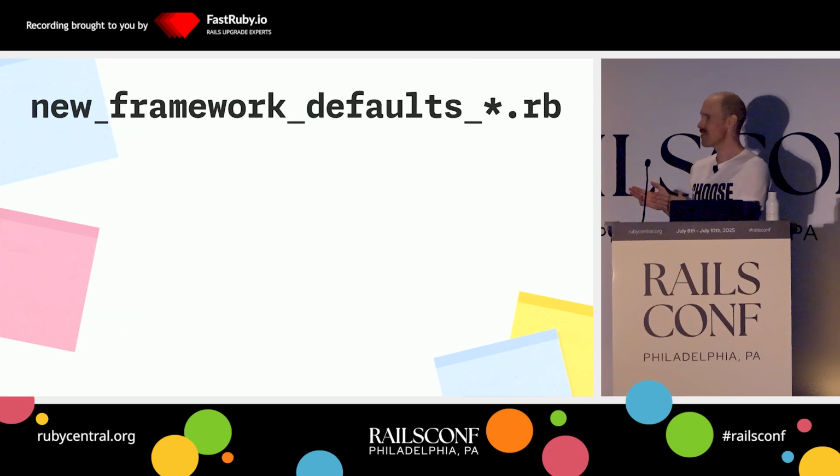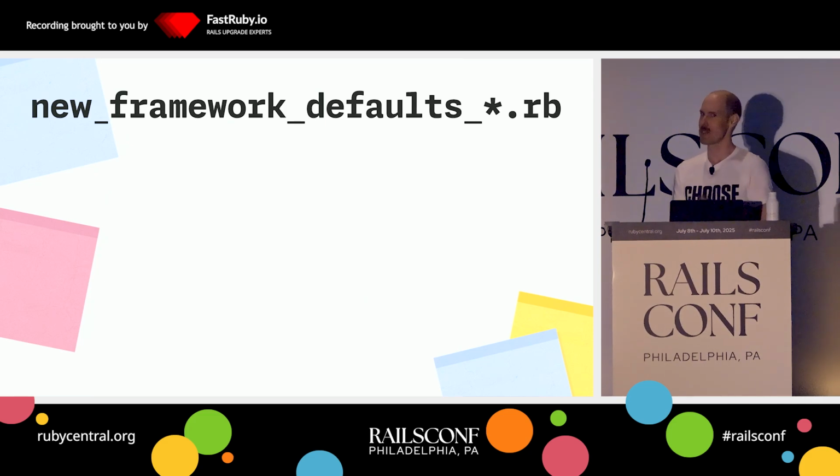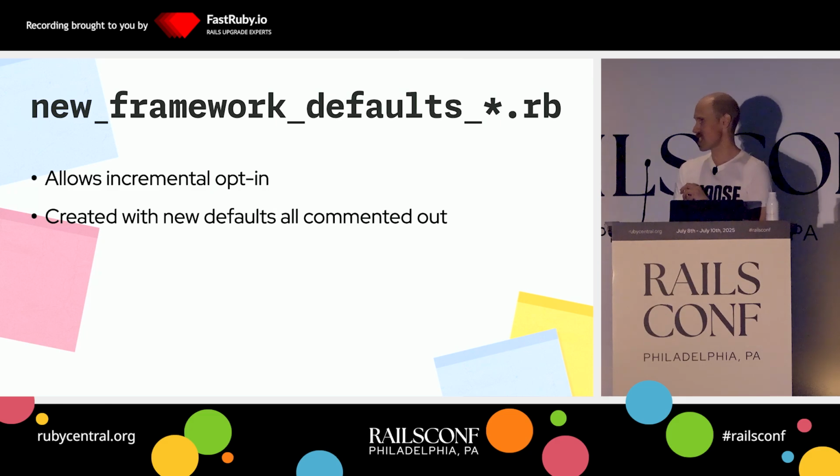OK, the second file we have to talk about is new_framework_defaults_star and friends. You could have one, or you could be like my application and have a lot of them. What this file does is it lets you incrementally opt into all of the new defaults. I'll show you an example in a second, but this file is created by the Rails upgrade process because it's specific to the version of Rails that you're upgrading to. And it lists out all of the brand new defaults that are created or being changed with this version of Rails. And they're all commented out.